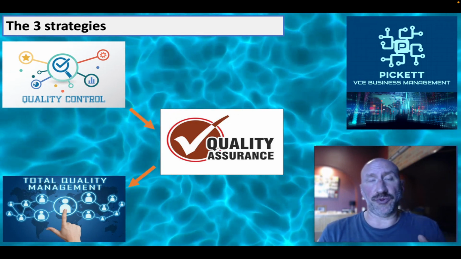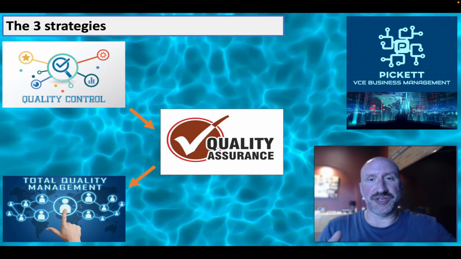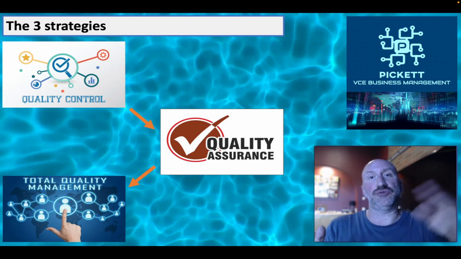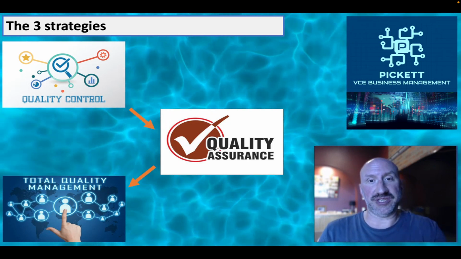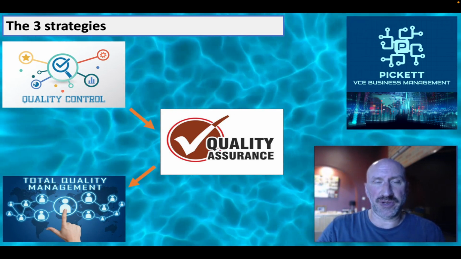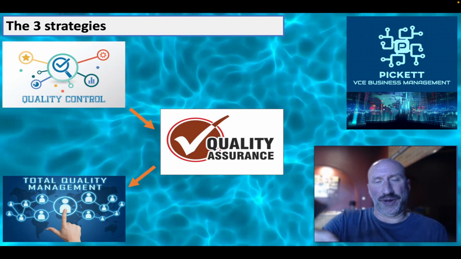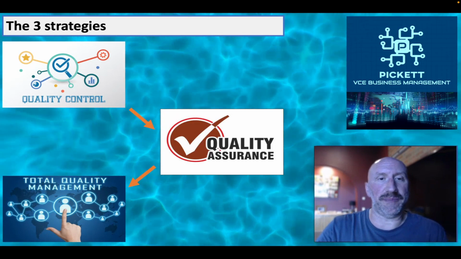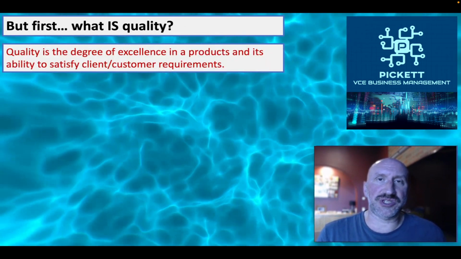And also to point out here that as we move through, each of them includes the previous, okay? So if you're doing QA in your business, that means you're also doing QC. If you're doing TQM, it means you're doing both QC and QA, okay? So they become more complex as we move through, and that will become very apparent. And each subsequent one includes the previous ones. Very important to remember.